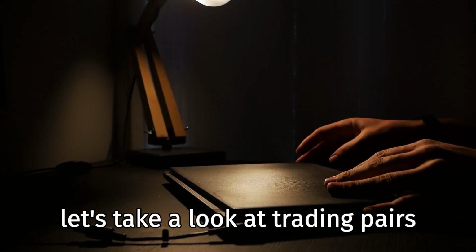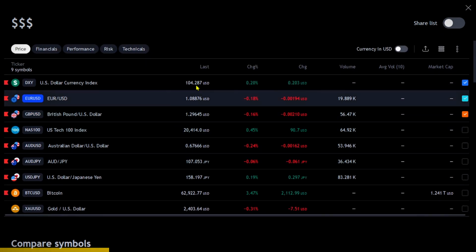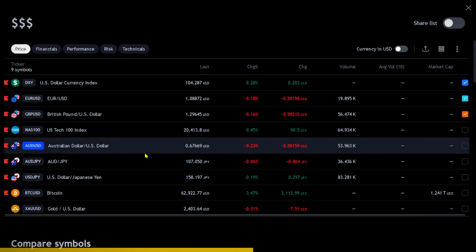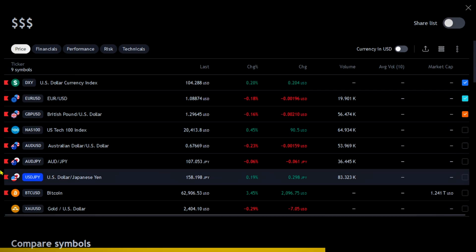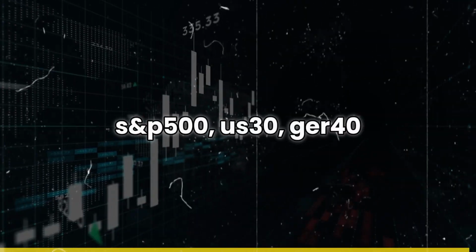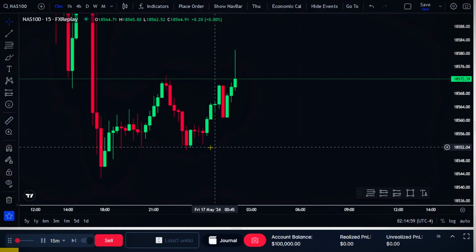Before we look at examples, this strategy works on all pairs and assets including Forex, gold, and crypto, but I have personally seen great results on indices. For an insanely high win rate and better results, I will suggest you stick to the Nasdaq 100 or any other indices.